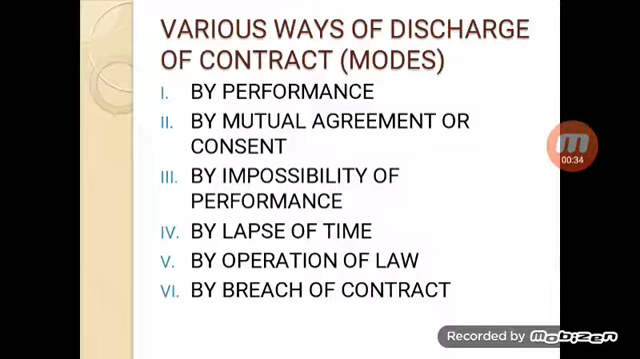How the discharge will take place? There are various ways of discharge of contract. There are 6 modes of discharging a contract. Number 1 is by performance. Number 2 is by mutual agreement or consent. Number 3 is by impossibility of performance. Number 4 is lapse of time. Number 5 is operation of law. And number 6 is breach of contract.